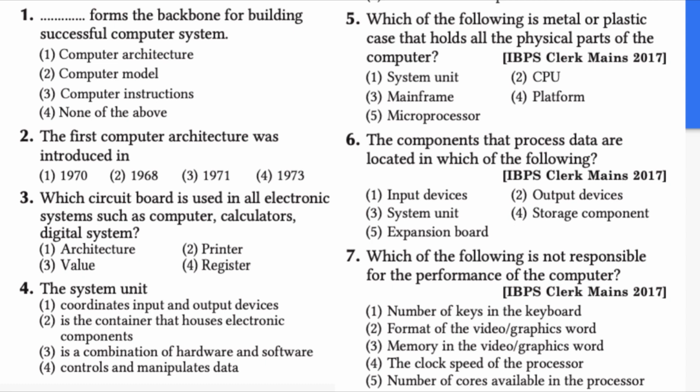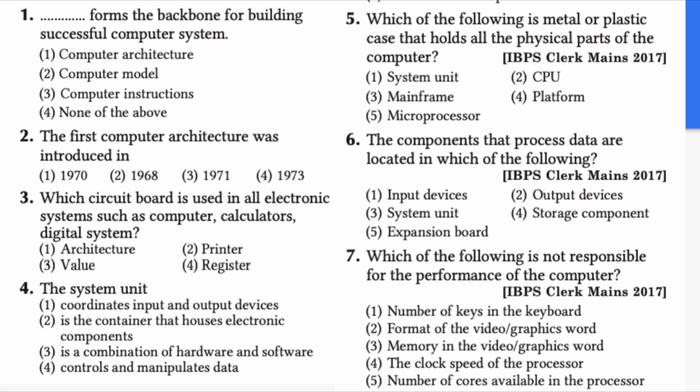Options are 1. Architecture, 2. Printer, 3. Value, 4. Register. Here, the correct answer is 1. Architecture. Next question. The system unit options are 1. Coordinates input and output devices, 2. Is a container that houses electronic components, 3. Is a combination of hardware and software, 4. Controls and manipulates data. Here, the correct answer is a container that houses electronic components.